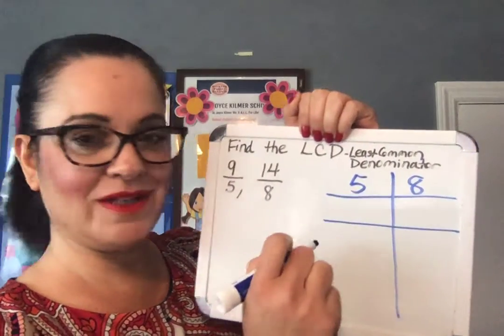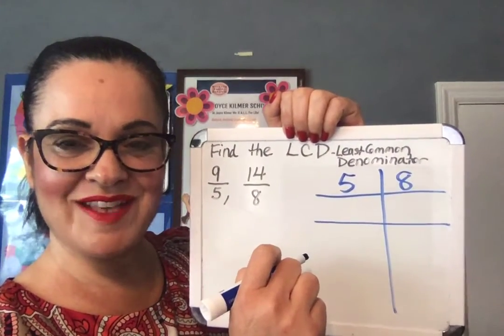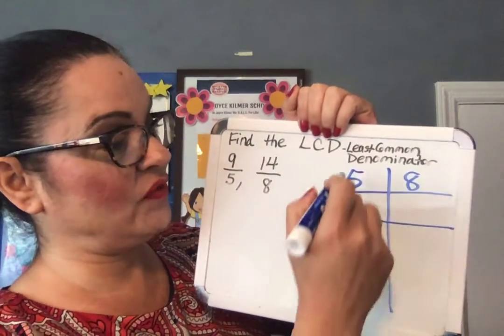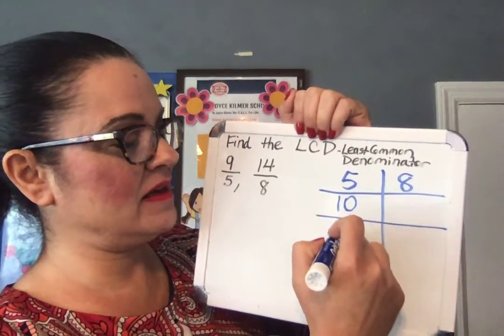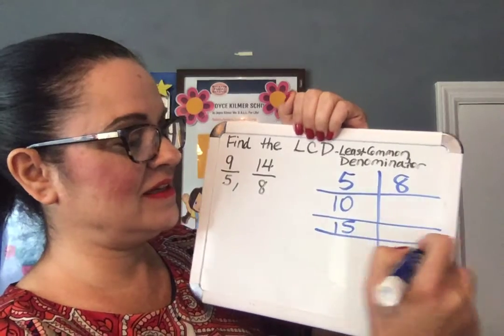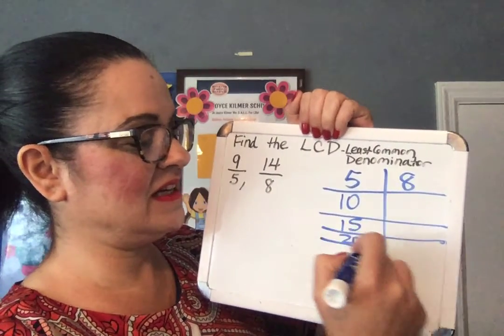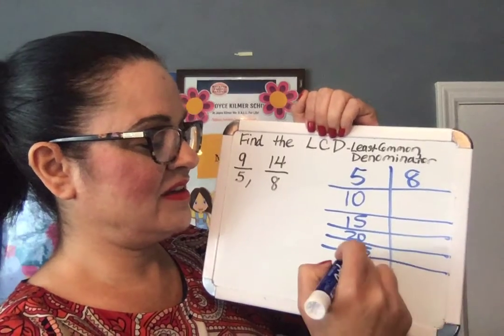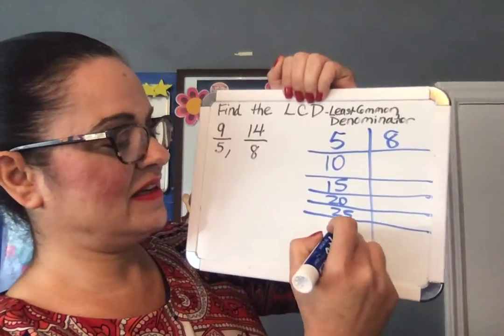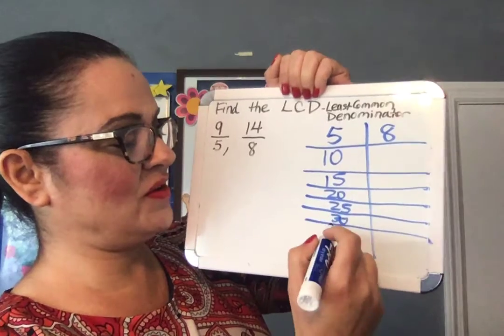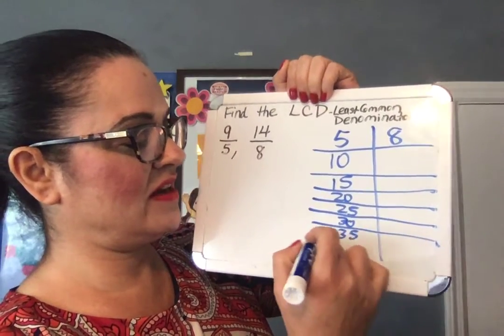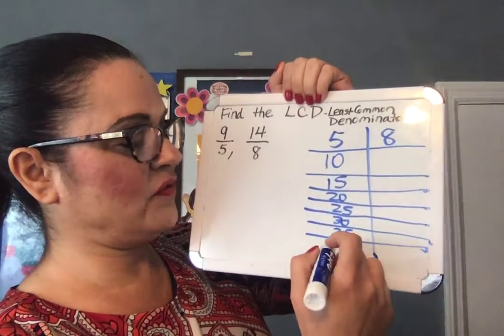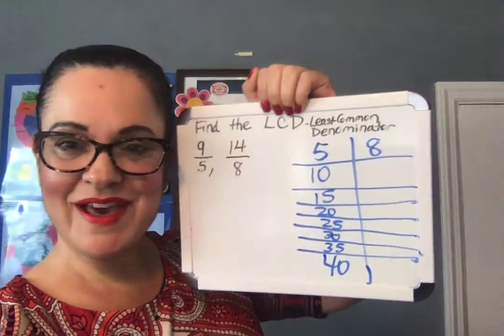And first I'm going to skip count by 5s, and I'm going to say 5, 10, 15, 20, 25, 30, okay, 35, and 40, and I'll stop there, okay?